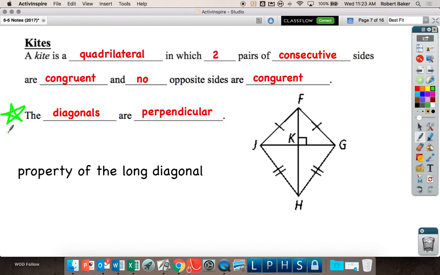I think it's funny that they give kids kites to play with, but when I give you one in 10th grade or in geometry, you guys don't want to touch them. They look cool.